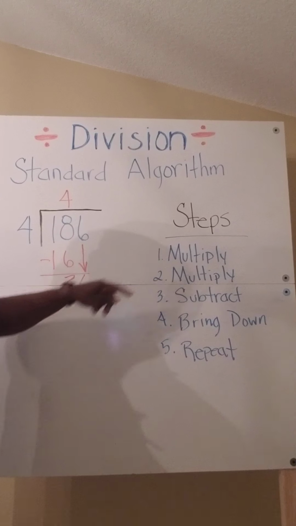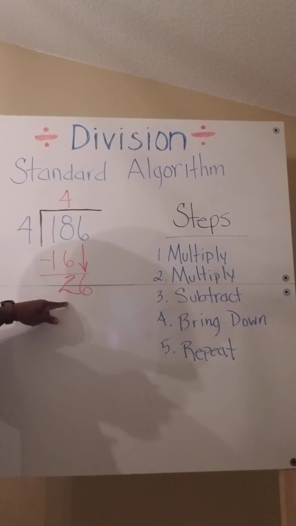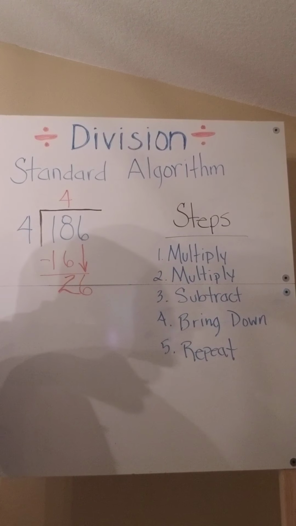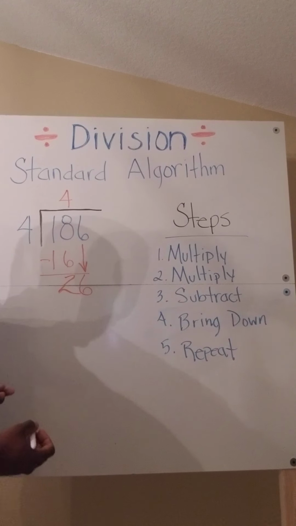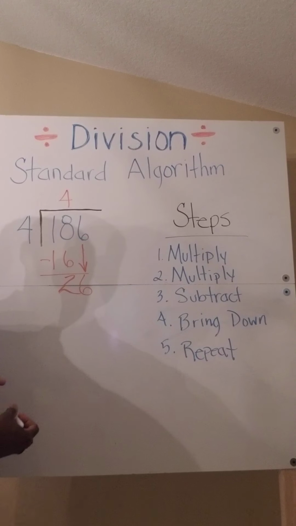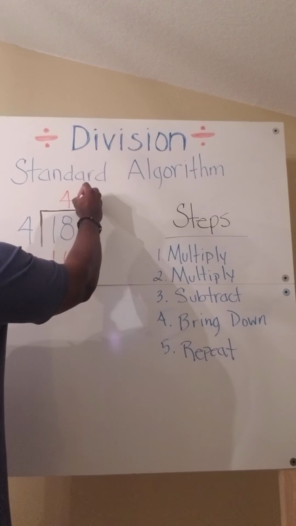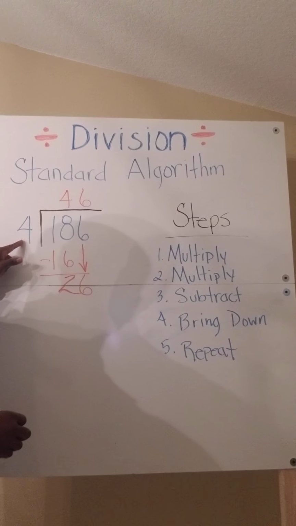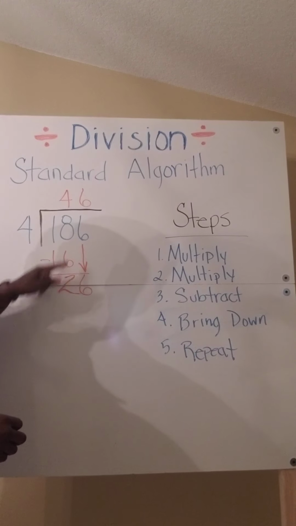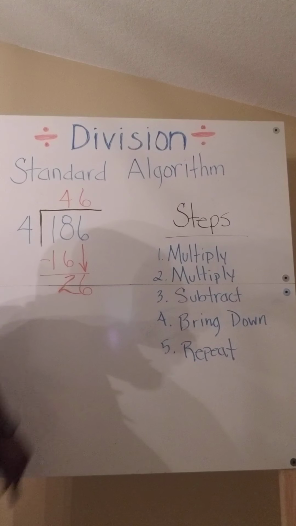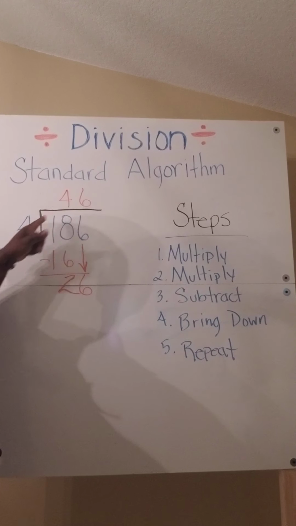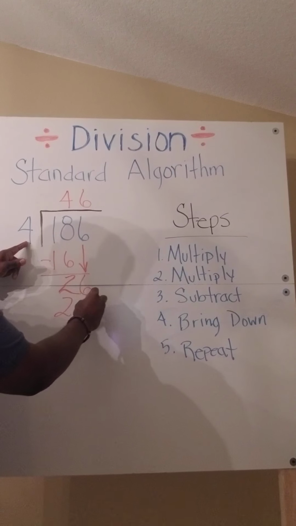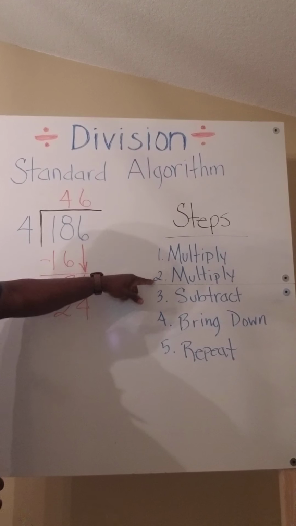We'll repeat step 1. 4 times what number is 26? I know that 4 times 6 is as close as I can get to 26 without going over. So I know that 4 times 6 is 24. So I'm going to put my 6 above the 6. So I've just completed step 1. 4 times what number is 26? Is 6. I'm going to come back and multiply again. Well, 6 times 4 is 24. I write my 24 here. All right. So I've just completed steps 1 and 2.